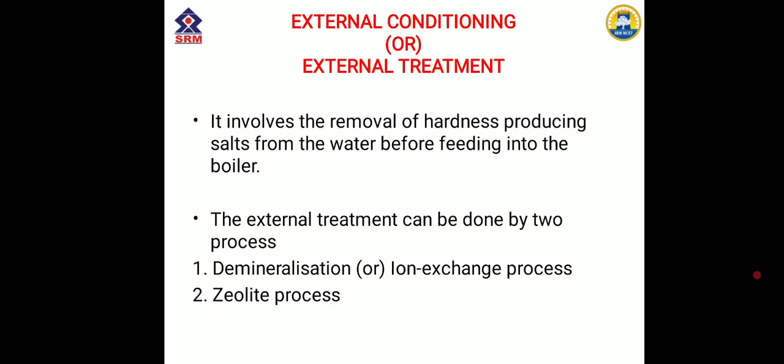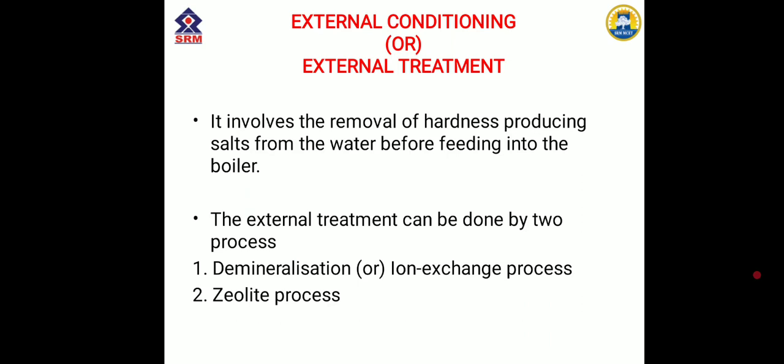Depending upon the types of dissolved salts present in water, hardness of water can be classified into two types. First one is temporary hardness. Second one is permanent hardness. Temporary hardness is due to the presence of bicarbonates of calcium and magnesium. It can be removed by boiling the water or by adding lime to water.